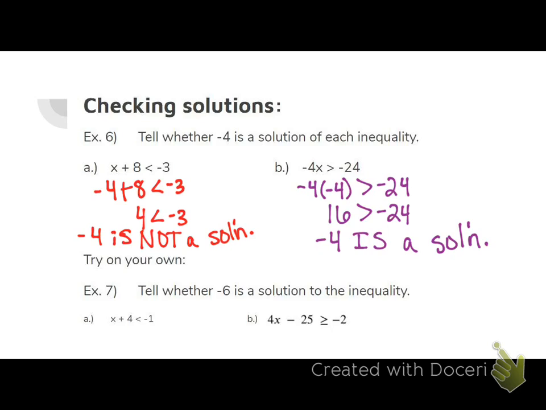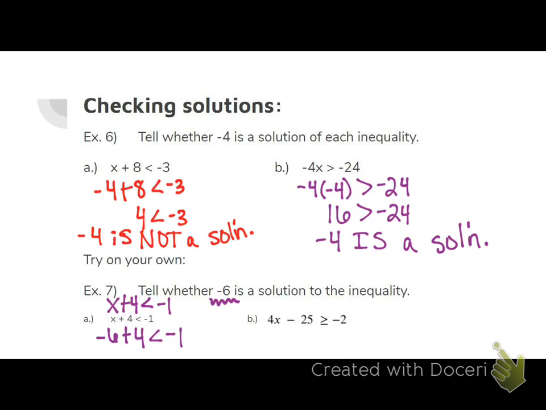Okay, so I want you to try the ones down at the bottom on your own. You're plugging in a -6. I'll rewrite letter A just a little bit bigger in case you're having a hard time seeing that one. Letter A on number 7 is x plus 4 is less than negative 1. So on 7A, what are we plugging in for x? Good, negative 6. So we have negative 6 plus 4 less than negative 1.